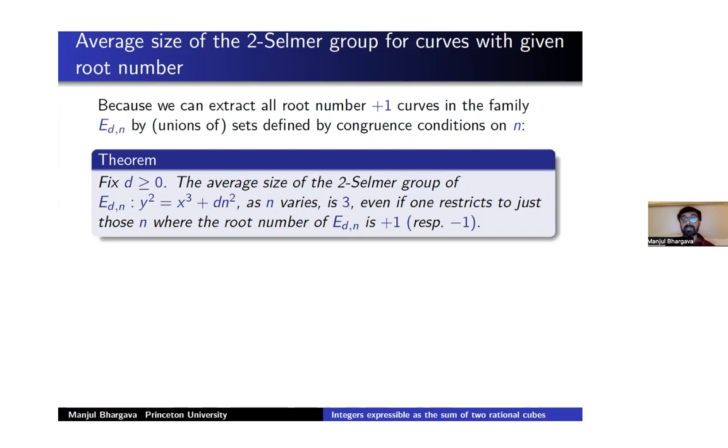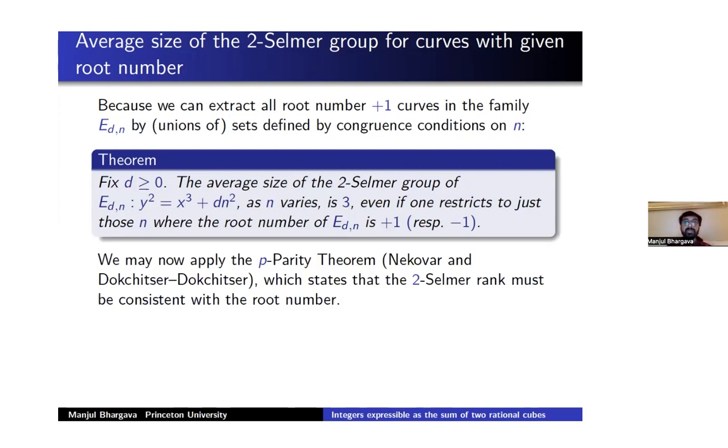And that's actually something Poonen and Rains' heuristics predict, that if you go across all root number plus one curves and all root number minus one curves, the two Selmer group average should be 3, even when you fix the root number. And we're able to prove that conjecture of theirs in any cubic twist family.